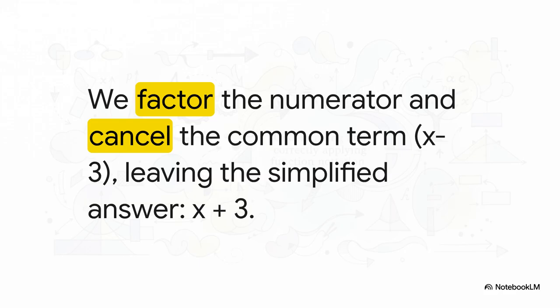And now for the final step. We simplify. That numerator, x squared minus 9, should look familiar. That's a difference of squares. It factors into x minus 3 times x plus 3. And would you look at that? We have an x minus 3 on the top and on the bottom, so we can cancel them out. What are we left with? Just x plus 3. And I'm not kidding, this exact process is one of the absolute cornerstones of calculus.